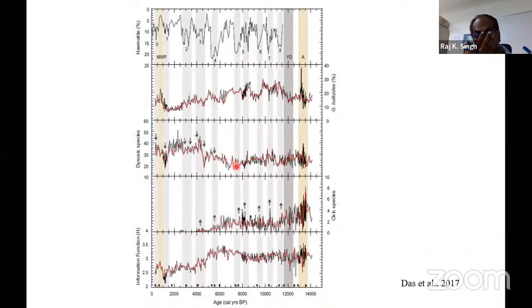This study also suggested there is a change in the bottom water conditions, with more dysoxic species here, associated not only with monsoonal or monsoon-related upwelling.